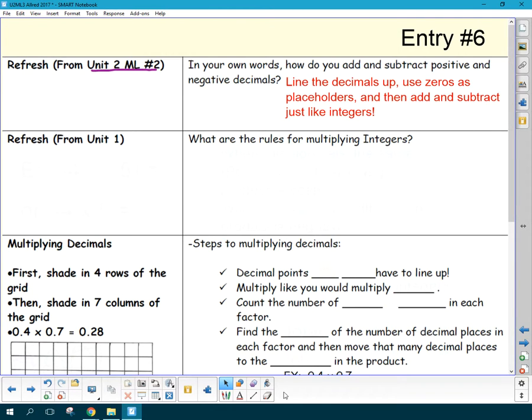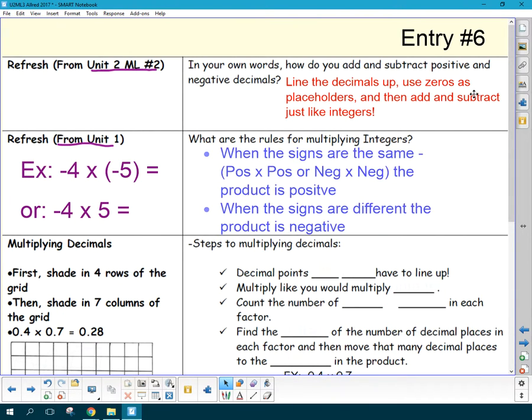In Unit 1, way back when, we talked about multiplying integers. And we did problems just like these guys, -4 times -5, or -4 times +5. Tell Edpuzzle and write down what you think the rules are for multiplying integers. That's absolutely right. The rules for multiplying integers are that when the signs are the same, either they're both positive or both negative, the product is always positive, and when the signs are different, the product is always negative. You're going to write that down because that's definitely going to be part of our steps for multiplying decimals.